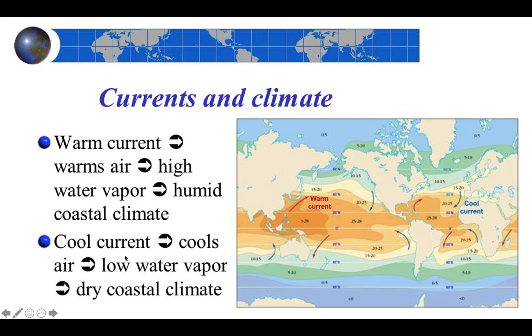Cool currents operating on the east side of the gyres are essential in terms of cooling the air and setting up high pressure systems. And so the cold air that comes with the cold ocean currents has low water vapor, and so we get very dry coastlines, as we have in the southwestern United States, off the coast of the Baja Peninsula, and the Sonoran Desert in Mexico.